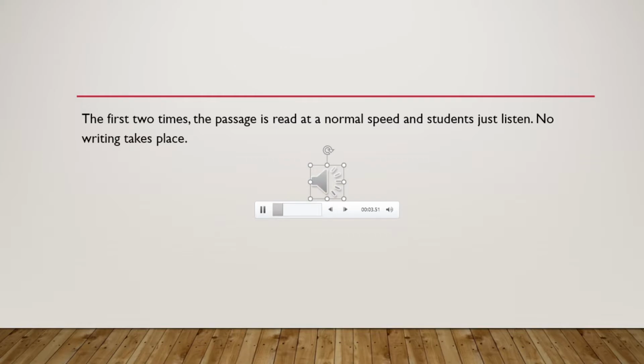So the activity begins with a reading of the passage about 2 times at a normal speed. And at this point, the students are just listening carefully. They're not writing anything down, they're just listening carefully.